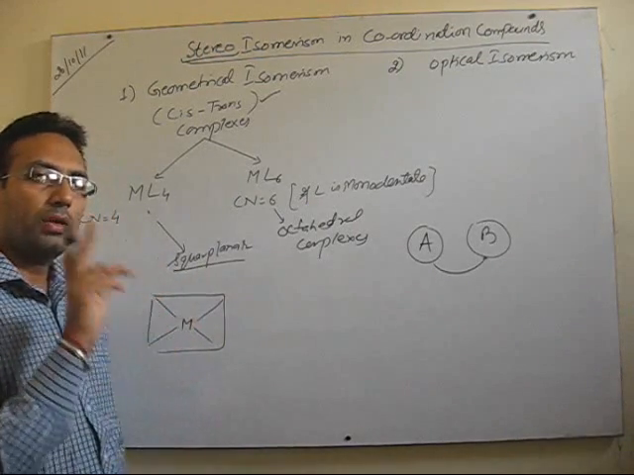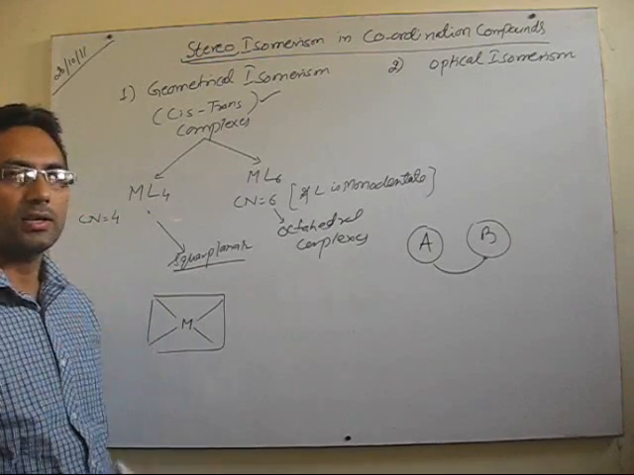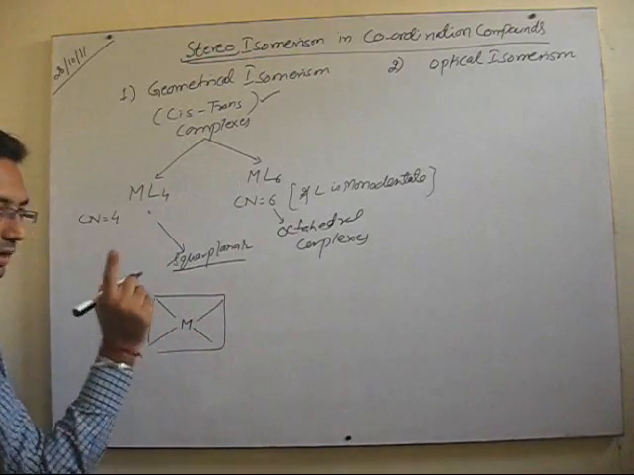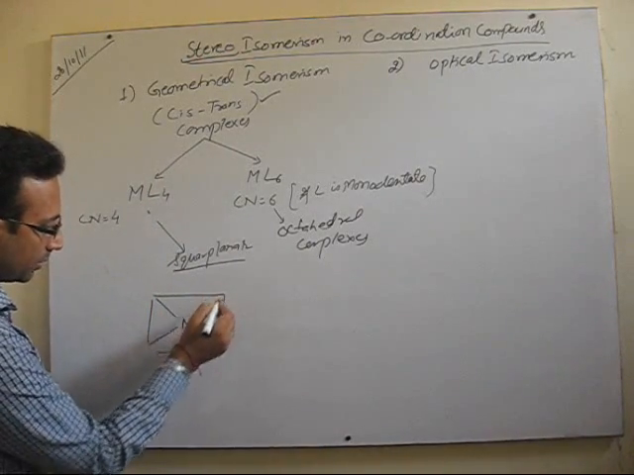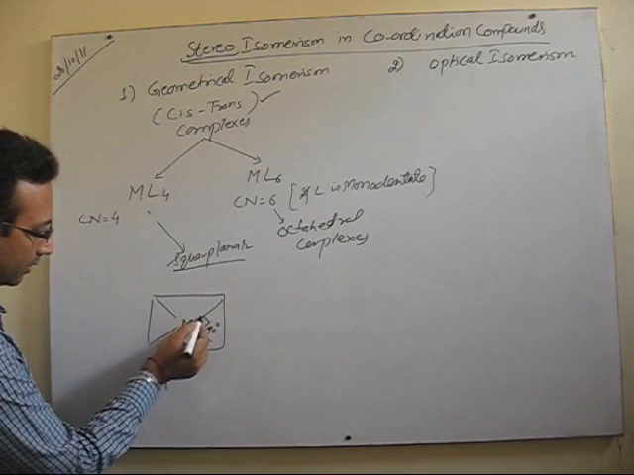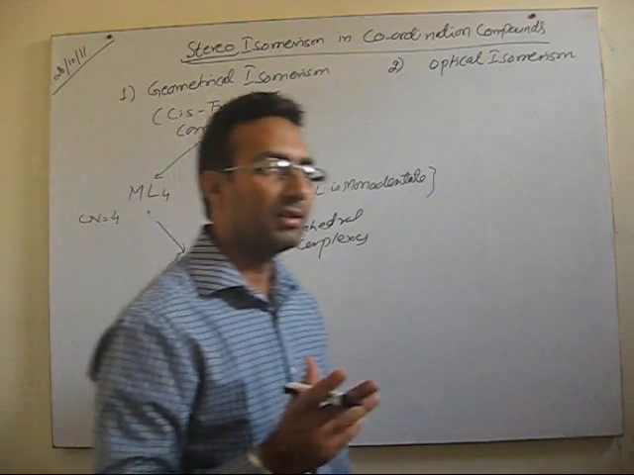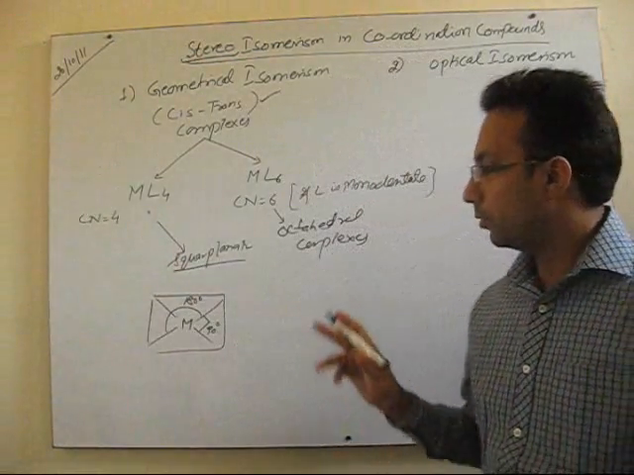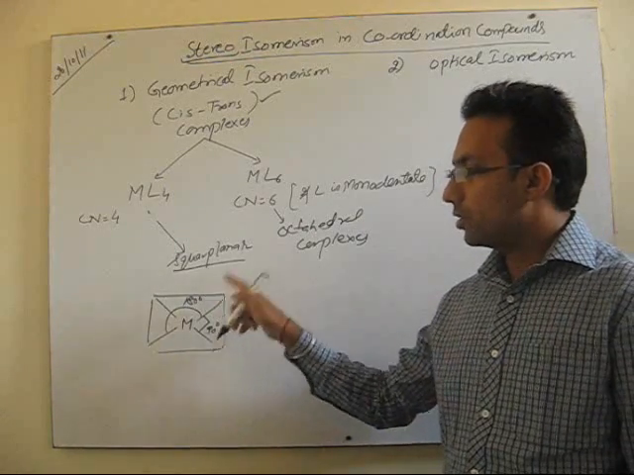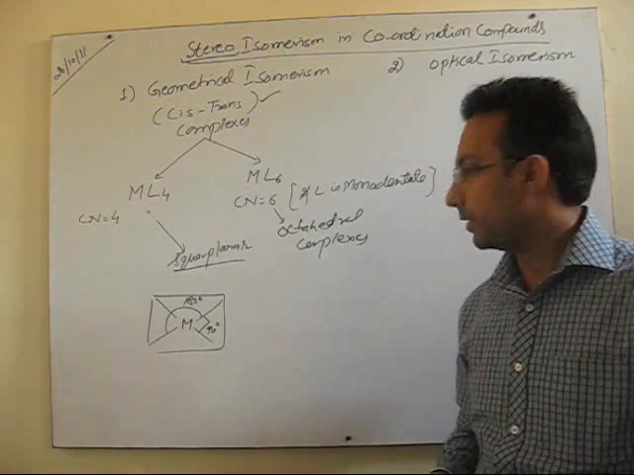Now in the case of square planar complexes, let's examine the structure. In a structure with only one type of bond angle, just like in tetrahedral, geometrical isomerism will not exist. But here you have two types of bond angles. If you observe here, this angle is 90, but this angle is 180. Because two types of bond angles are there, if you change the position of a ligand, which we'll observe later, there will be changes in the spatial environment and a new isomer will be created.